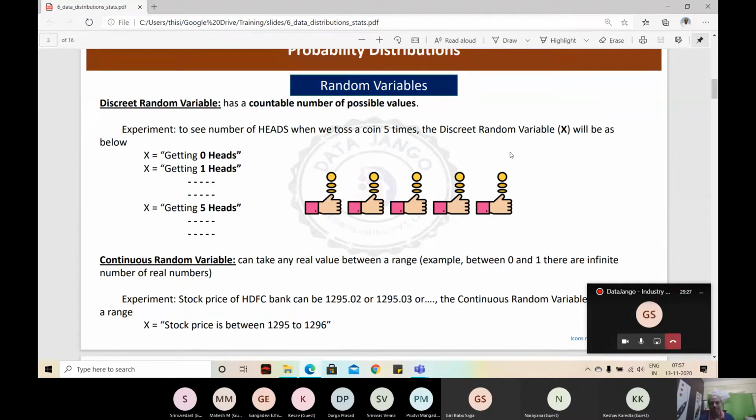But in statistics, when you do an experiment, the outcome we are trying to assess, we actually state as a word. Getting head is one value for the random variable. Getting tail is another value for the random variable. X is equal to getting head. X is equal to getting tail. X is a random variable that holds a string that describes the experiment.